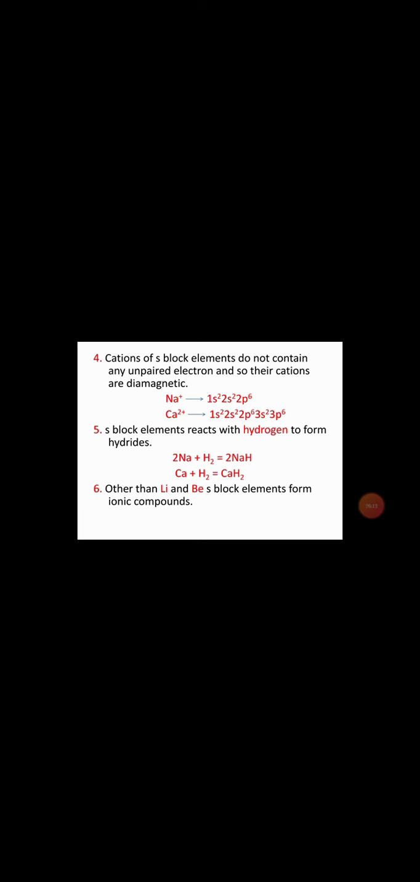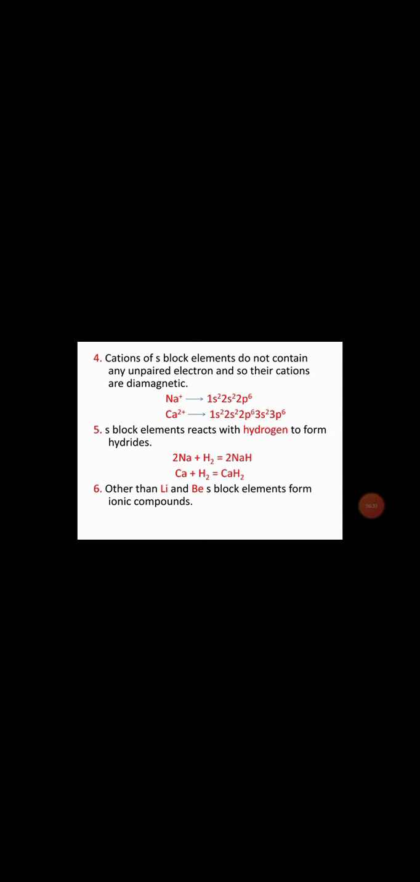Now point number 5, S block elements react with hydrogen to form hydride. Group 1 and 2 metals are very reactive, so they react with hydrogen to produce hydride, that is sodium is producing sodium hydride, and calcium is producing calcium hydride.